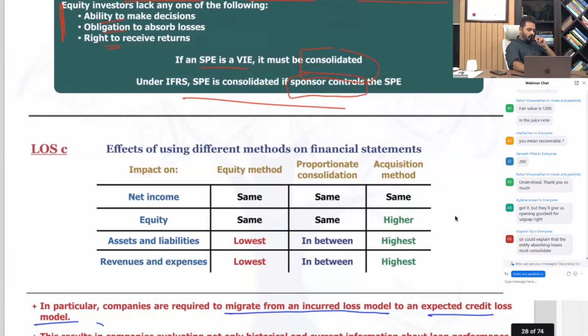Same stuff. The one who's going to bear losses if things go wrong is technically the owner of that business. For example, if that entity is doing some business and I go to the lender and I say, if something goes wrong, it's my responsibility. Let's make a contract. So even though I'm a bondholder, I'm taking responsibility for business going wrong. So the one who absorbs losses is the one who should consolidate.